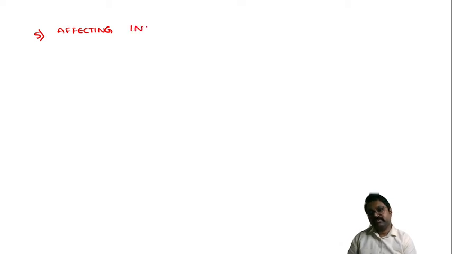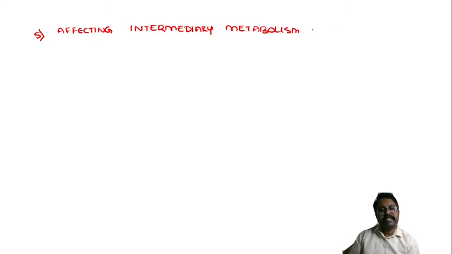The fifth group is those drugs which are affecting, please remember, this is very very important, the intermediary metabolism. Basically these are the drugs which will inhibit the folate synthesis.